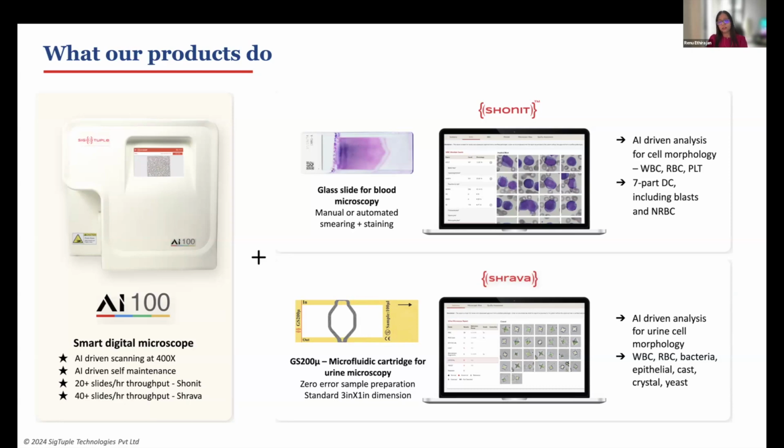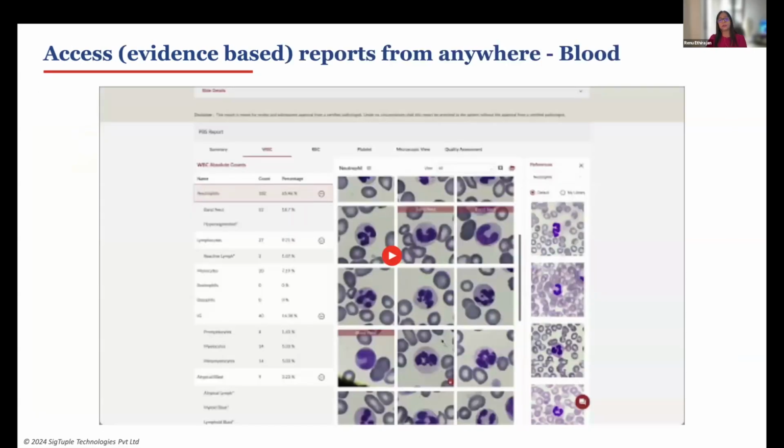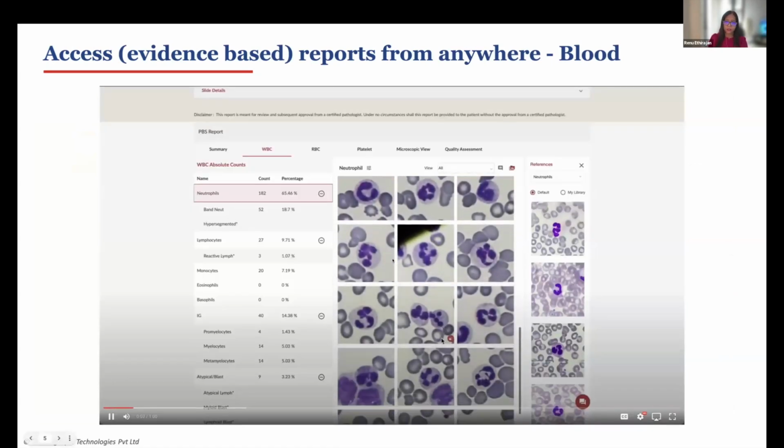For the urine solution, you can use the cartridge which is provided, a microfluidic cartridge. Once the sample is put into the microfluidic cartridge and is analyzed on the same scanner, you would get the AI-based evidence for the particles in urine, the elements in urine: WBCs, RBCs, crystals, casts, epithelial cells, yeast, etc., and microorganisms. And all of this with the visual aids, which will help you bring about an accurate diagnosis. And as I already mentioned earlier, you have these evidence-based reports, which you can see from anywhere in the world, and it's so seamless.